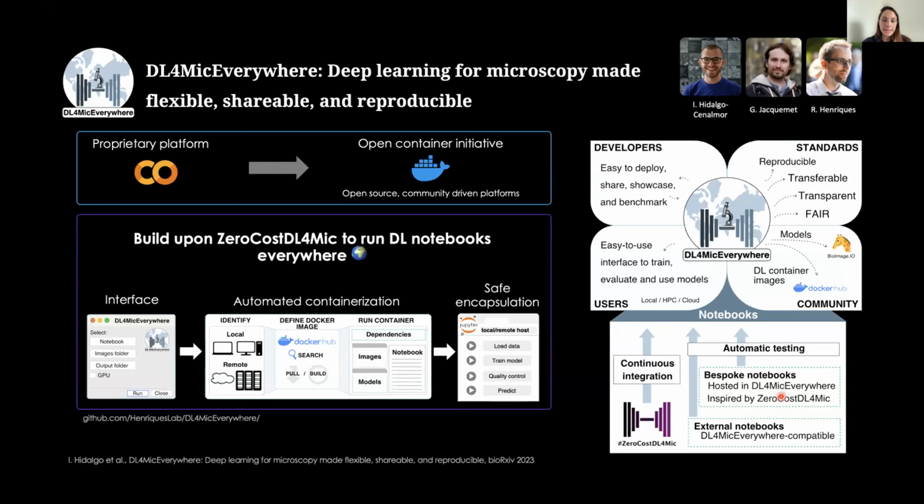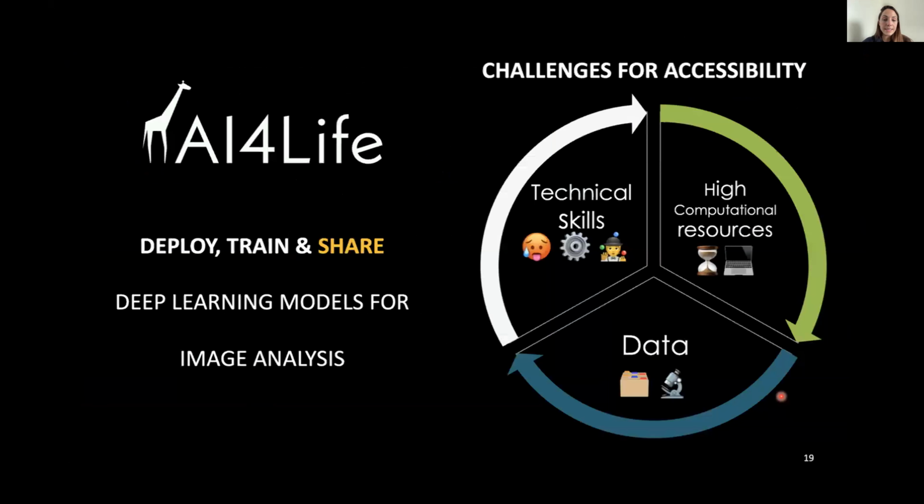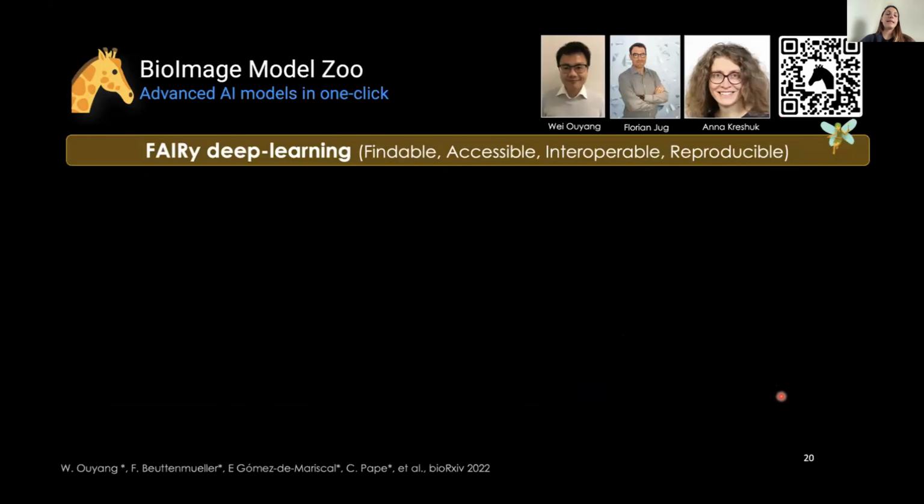So this is very nice. And now the last part of these challenges that I told you we wanted to address is how we share all this technology. So this is cool, but how do we make it available for the community? And this is what I call the FAIR deep learning ecosystem, the findable, accessible, interoperable, and reproducible FAIR deep learning. And in particular, it's an initiative called the BioImage Model Zoo that is led by Wei Ouyang, Florian Jug, and Anna Gresham. So what is this about?